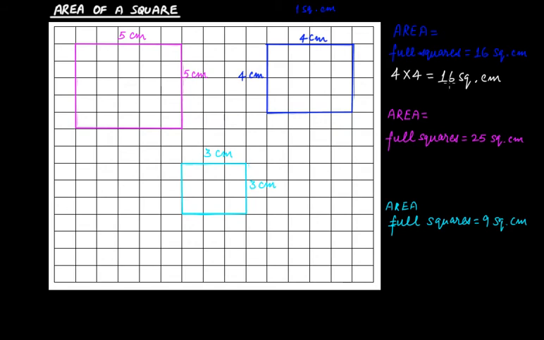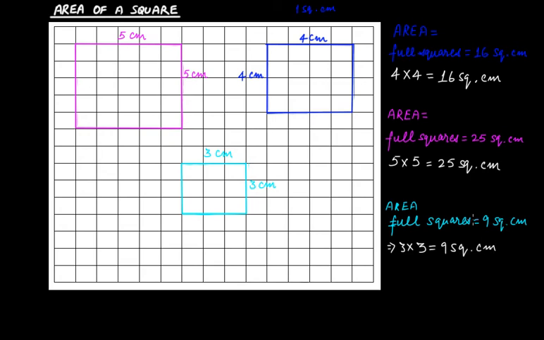So 4 times 4 is 16 square centimeter, and in this case we have 25 square centimeter. 25 square centimeter means what? 5 times 5, right? In the first case we get 4 times 4 as 16 square centimeter. If we multiply length by breadth, in this case it will be 5 times 5. You'll get again 25 square centimeter. And in this case, we have 3 times 3, that will give you 9 square centimeter.